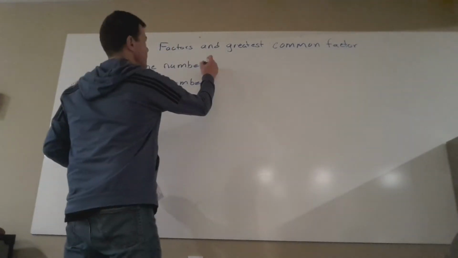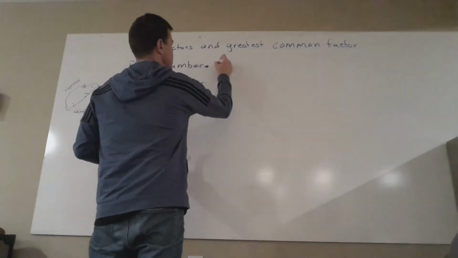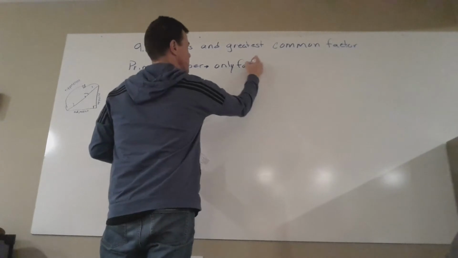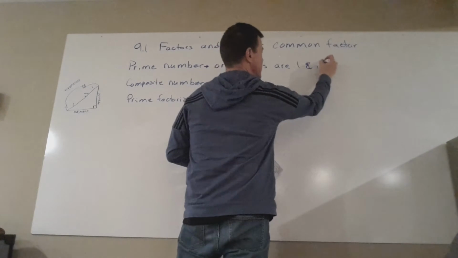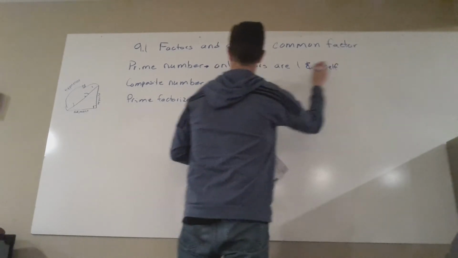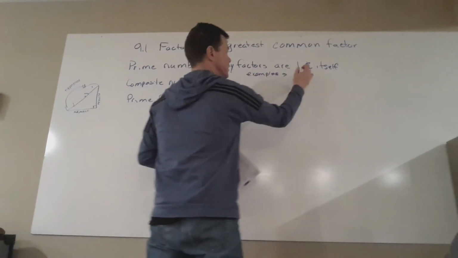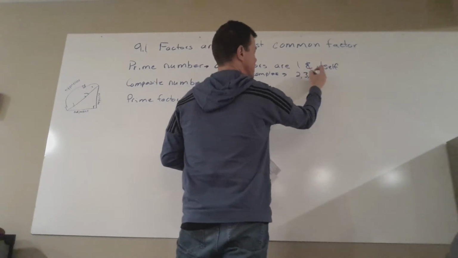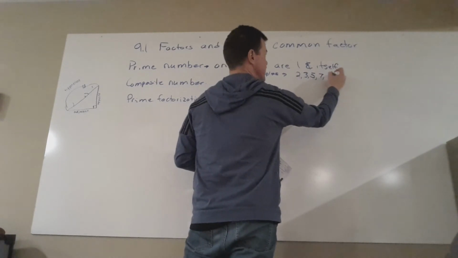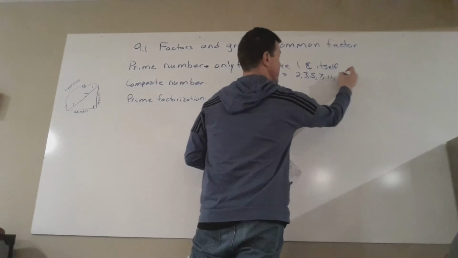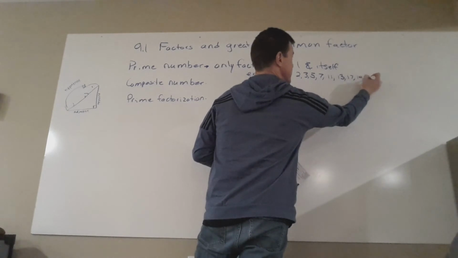But anyway, a prime number is a unique number that is only divisible by 1 and itself. So the only factors are 1 and itself. Examples: start out with 2, 3, 4 is not prime, 5, 7, 11, 13, 17, 19, and so on.